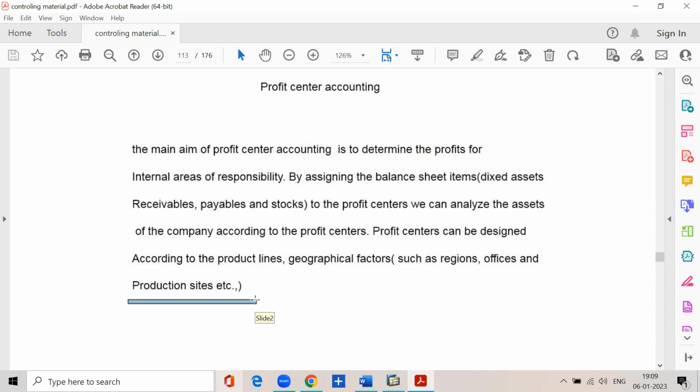Now, obviously, the management wants to know what is the profit exclusively from the 100 apartments in Kukatpalli, 200 apartments in Dilshuk Nagar, and 150 apartments in Lingampalli. So exclusively, the management wants to know the profit from each site. In that case, each site or each project can be created as a profit center. And also, we can design the profit centers on the basis of regions, offices. But in most cases, profit center accounting is used to find the profits according to products or product lines.